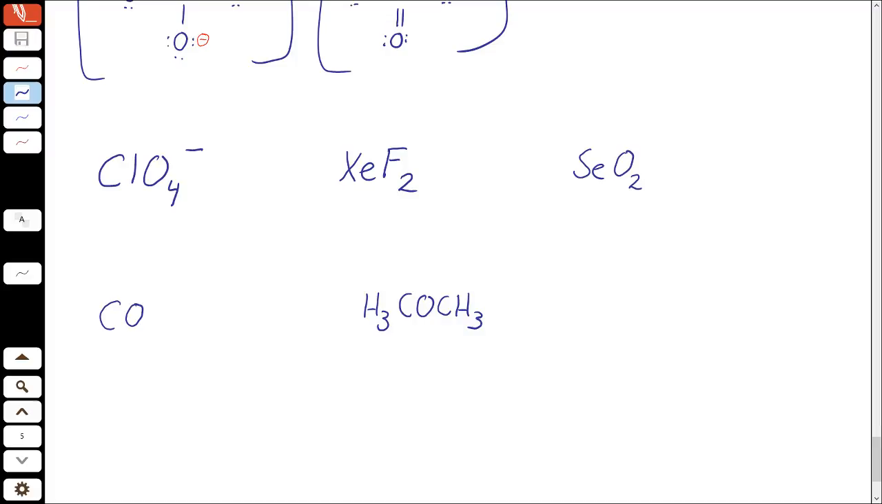You can't have 4 bonds. You can never add a 4th bond. All right. Anybody else see issues with any of these? Yeah. I think the xenon one doesn't have enough electrons. Okay, let's count it out and see.